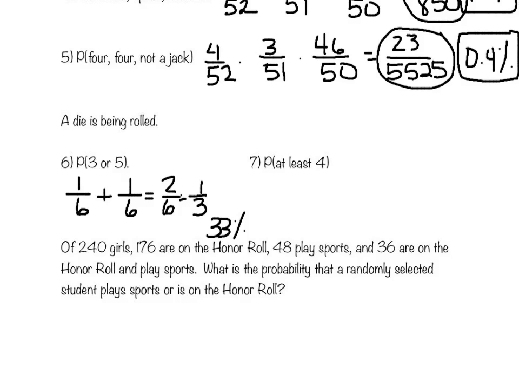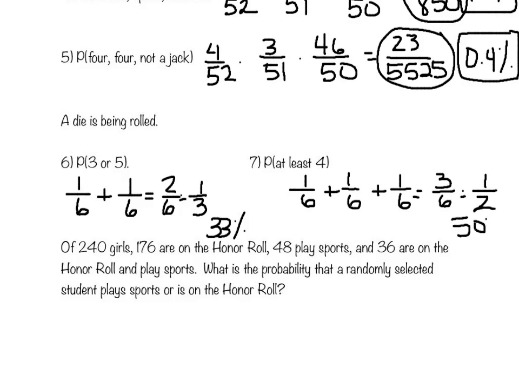Number 7. What is the probability that you will roll at least a 4? Well, let's think about it. At least a 4 means you can roll a 4, a 5, or a 6. To roll a 4, you have a 1/6 chance. A 5 is a 1 in 6 chance, and a 6 is a 1 in 6 chance. So when you add this, you have 3 over 6, or 1/2. You have a 50% chance of rolling at least a 4.